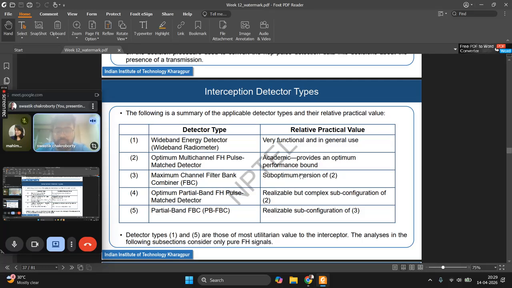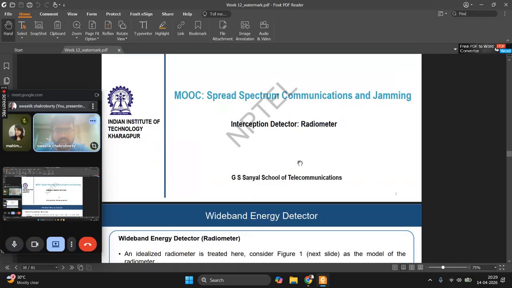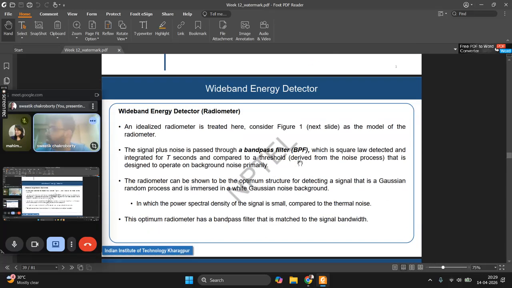The others are complex, or even 2 is outright academic because you don't know any specifics. So 1 and 5 are what is designed in defense applications. 2, 3 and 4 are mostly for theoretical studies. So the first of these methods, as we discussed, is the wideband energy detector or radiometer.